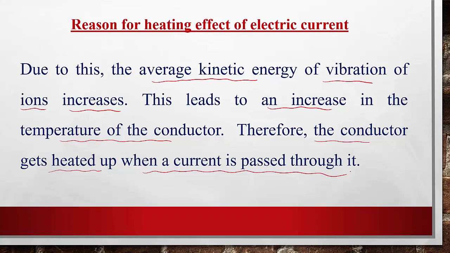Remember, a conductor contains a large number of free electrons as well as positive ions. Positive ions are fixed to certain positions. They will not move anywhere. They can only vibrate about their mean position when they get energy. When we supply a potential difference across the conductor, an electric field is produced inside the conductor.